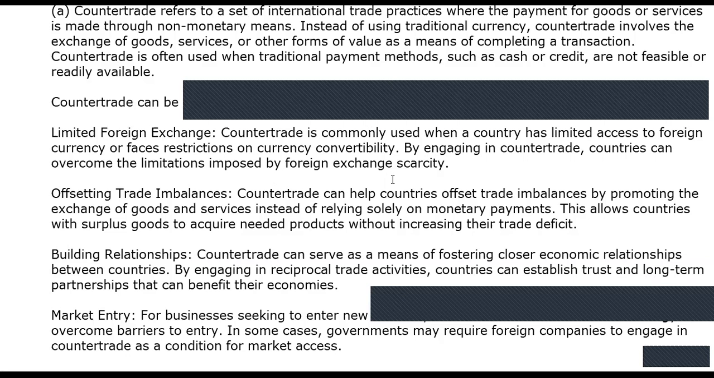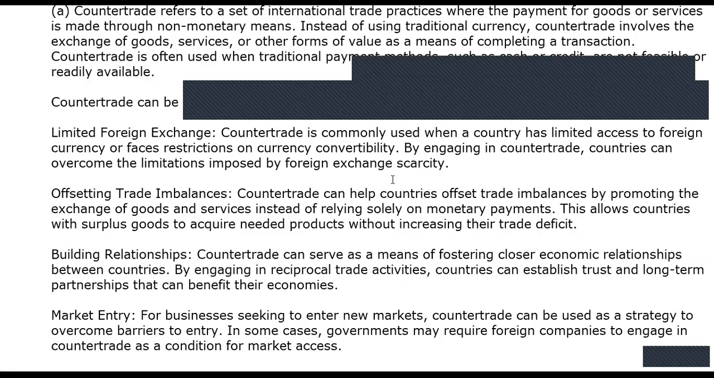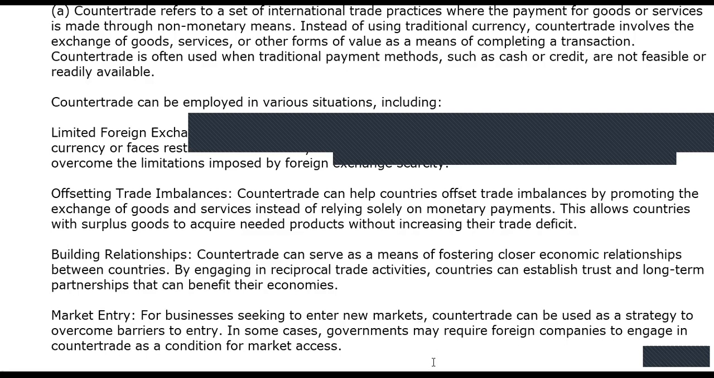Building relationships. Counter trade can also serve as a means of fostering close economic relationship between two countries. So by engaging in reciprocal trade activities, countries can establish trust through long-term partnership that can benefit their economies. Counter trade also may account for market entry. So for businesses seeking to enter new markets, counter trade can be used as a strategy to overcome entry barriers, whereas some governments will require foreign companies to engage with counter trade as a condition for access to their market. So China has worked so much using counter trade to penetrate most African countries. So we don't use money in this context. They want to use what? Other companies to operate in their nations.